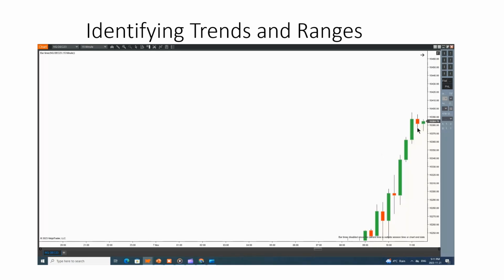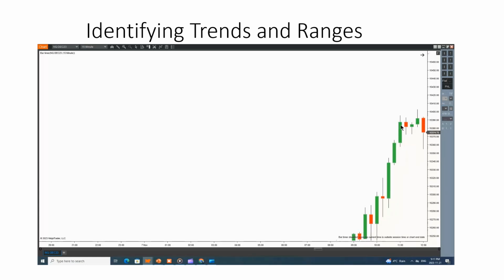Now the market is in a range because two bars have closed within a bar. Now the market is in a range. Now the market is still in a range. Why? Because these three bars are closing within the high and the low of this green bar. The market is still in a range.